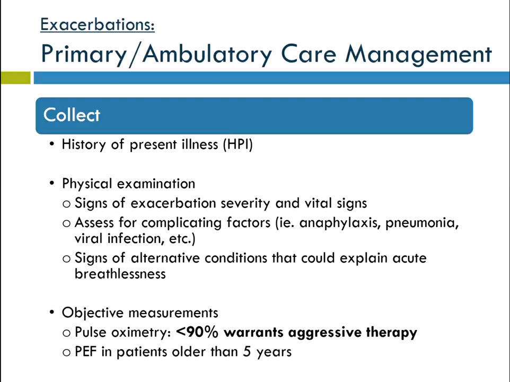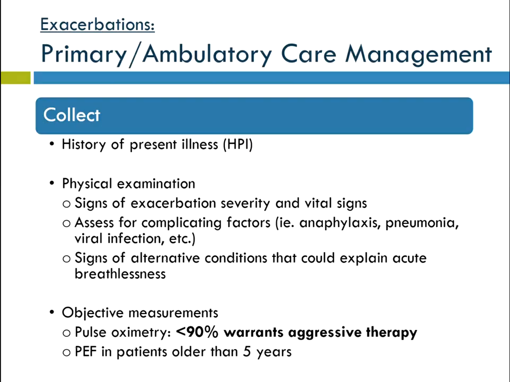History of present illness. What would be part of your HPI for a patient with asthma? What are some things you probably need to put in there? Personal history, frequency of symptoms, onset of symptoms, what triggered it, what medications are you taking, a regular HPI. Okay? Let's do a physical exam. So signs of exacerbation, severity, and vital signs. We'll talk about those vitals in the next slide.